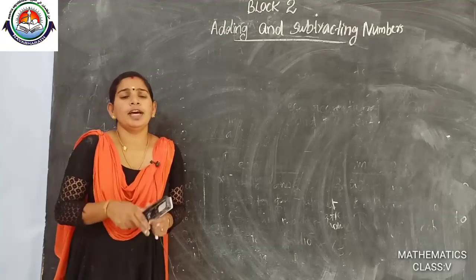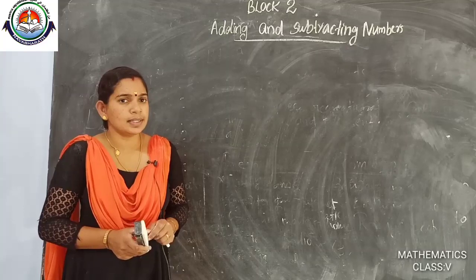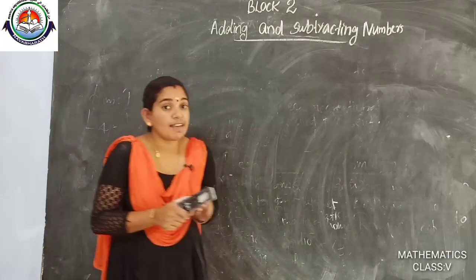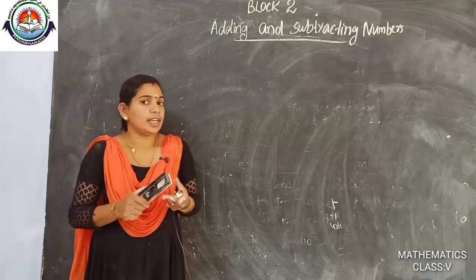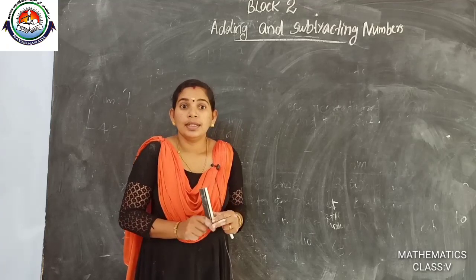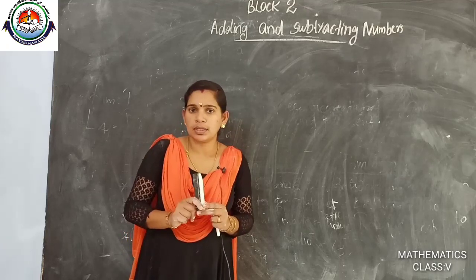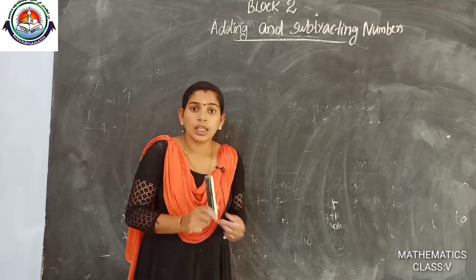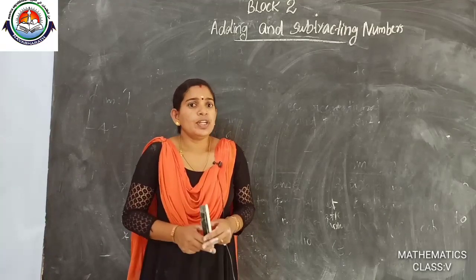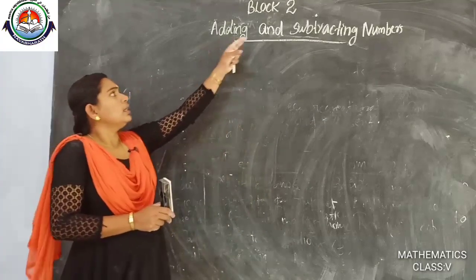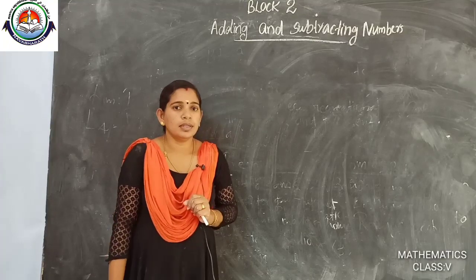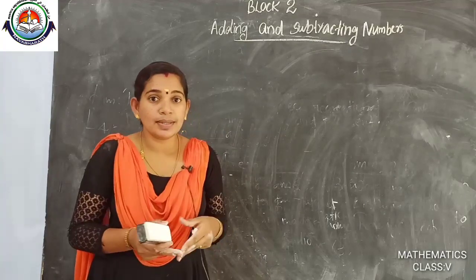Okay, what were we discussing in previous classes? 7-digit numbers, then how to read 7-digit numbers, the Indian and international number systems, arranging numbers, then Roman numerals, up to 1000 we are studying. Today we are discussing a new block: adding and subtracting numbers. Do you like to add numbers?